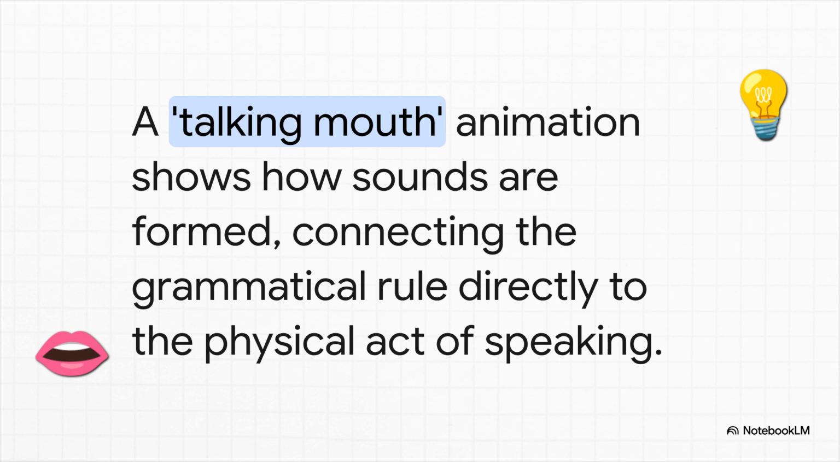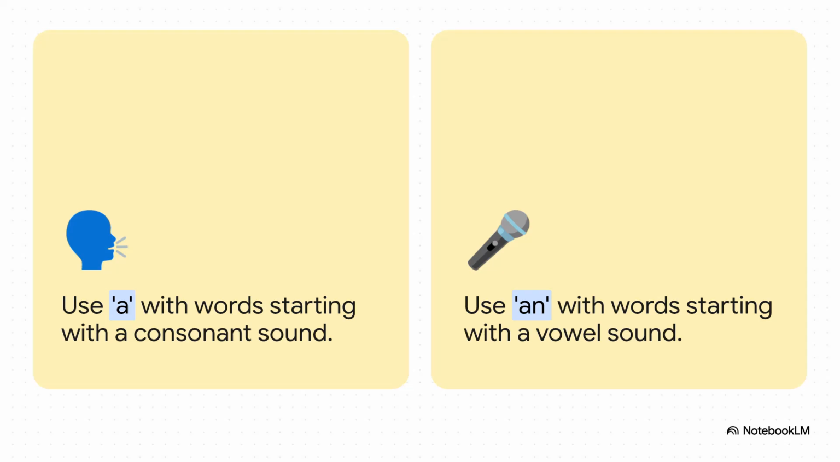Get this, it uses an animated talking mouth to show you how your mouth physically makes vowel and consonant sounds. It connects the grammar rule to the actual act of speaking. So cool. And here's the rule itself, laid out in this perfectly clear side-by-side comparison. On one side, a goes with consonant sounds. On the other, an goes with vowel sounds. This visual layout just makes the two-part rule crystal clear. It's so easy to compare and lock it into your memory.